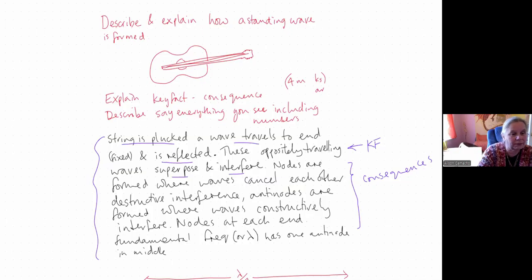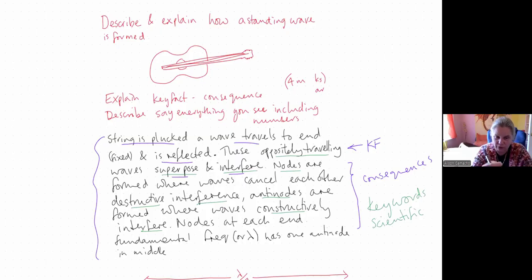Now, you do also have to use the right keywords. When you are talking about describe and explain how a standing wave is formed, you must talk about the waves traveling in opposite directions. You must say superpose. You must say interfere. You need to talk about destructive and constructive interference. You need to talk about nodes and antinodes. These are the key words, and they need to be scientific. So you need to use the right words.